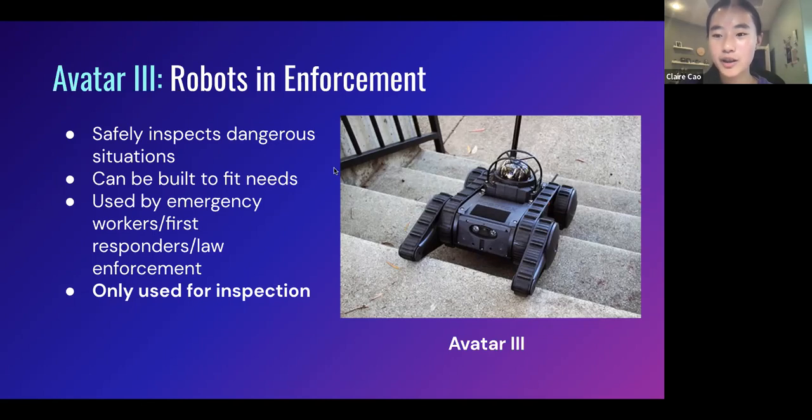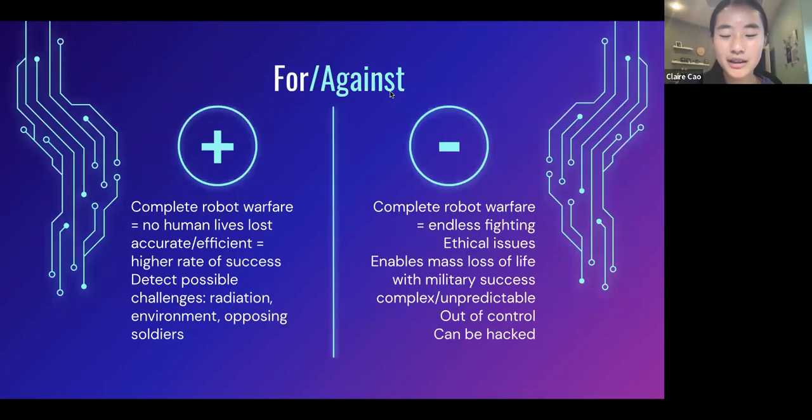Okay, so we are going to move on. So this is kind of the for and against. So for, this is why people argue that robots should be involved in warfare. And I'm taking a neutral stance here. So complete robot warfare means that no humans' lives are at cost. Robots are accurate and efficient, so there's a higher rate of success in military operations. And robots can also detect possible challenges like the Avatar 3, such as radiation, environmental challenges, and opposing soldiers.